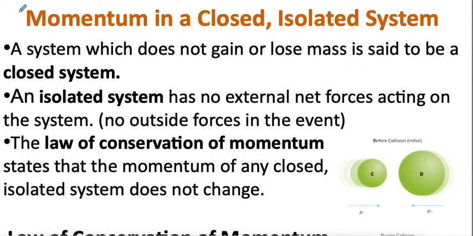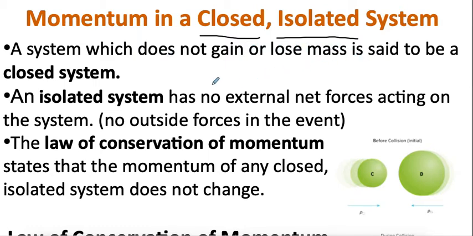So what is a closed and isolated system? A lot of the time in physics we talk about closed and isolated systems because that's the easiest thing to take care of. There are no outside variables. So a system which does not gain or lose mass is said to be a closed system.